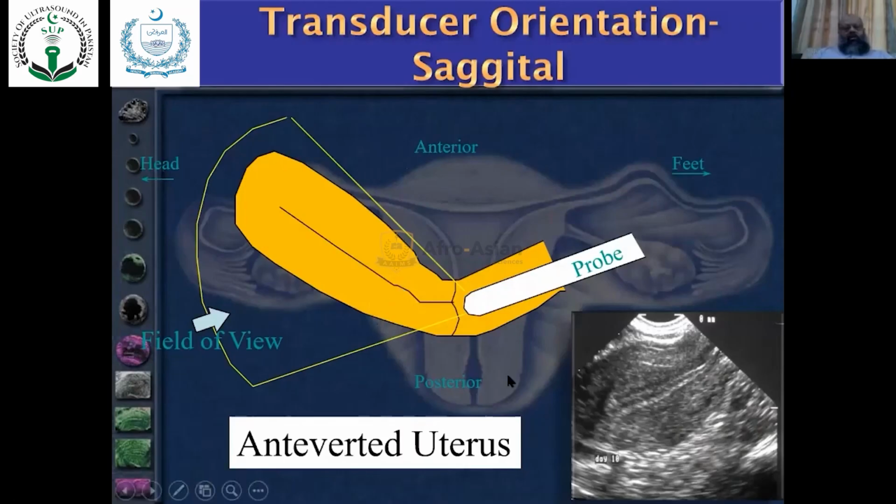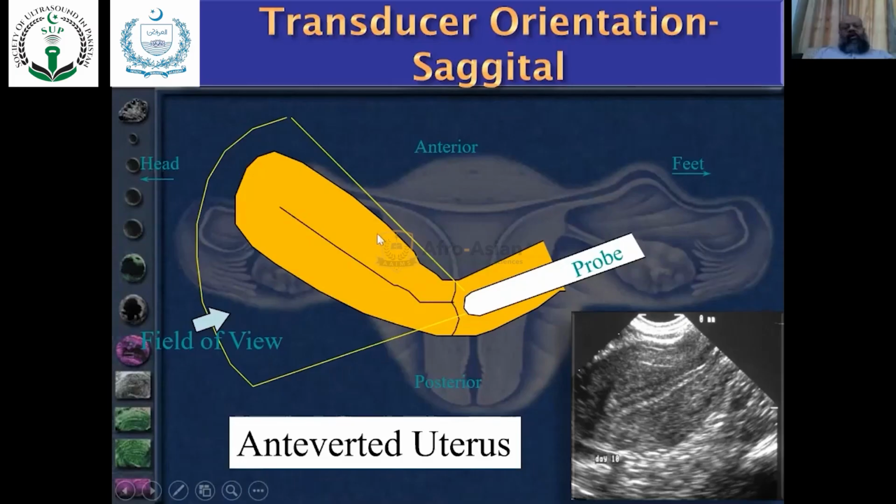This is how we can have orientation, that if the uterus is anteverted, my transducer is in the vagina. This is external os. Here will be the internal os and endometrium, fundus of the uterus. This is the head, foot end, anterior side and posterior. And the field of view of the sound waves is represented by this area. This is the whole field of view.